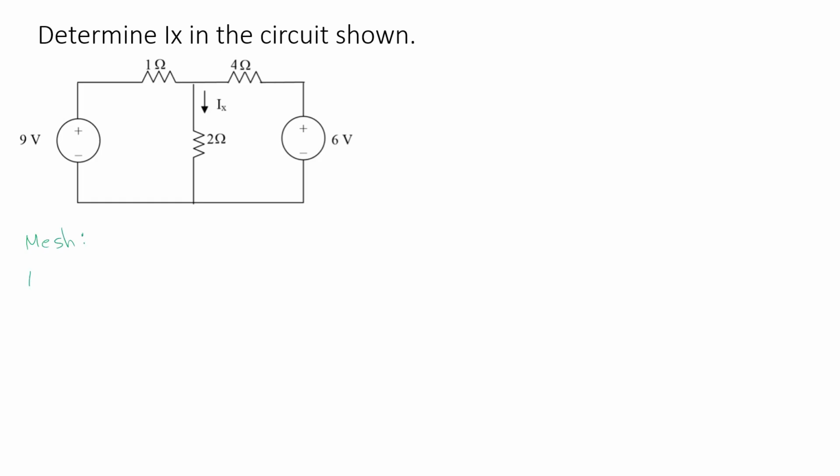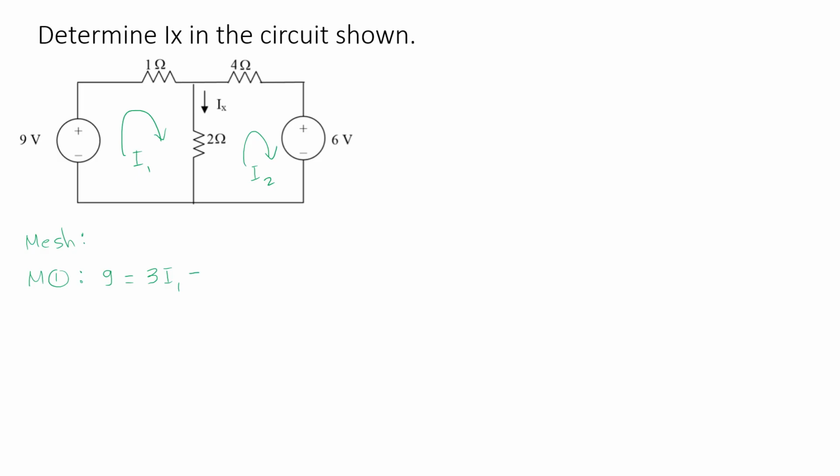Now, using mesh analysis, I will assign mesh currents I1 and I2, one for each mesh, and I chose clockwise direction. And so, with that, by inspection, I can now obtain the equation from mesh 1, which is the summation of voltage sources in mesh 1, that is 9, equal to, we are in mesh 1, so the sum of resistances in mesh 1 is 3, multiplied by the mesh current in mesh 1.